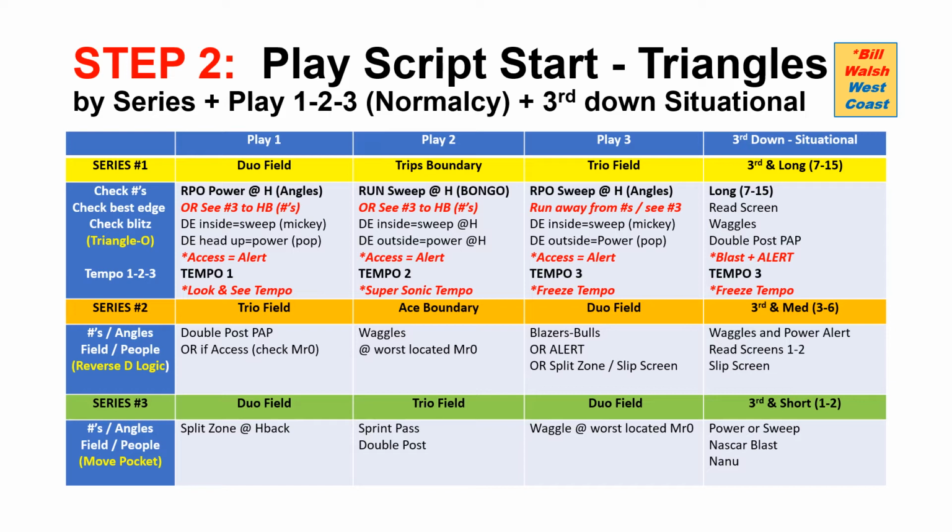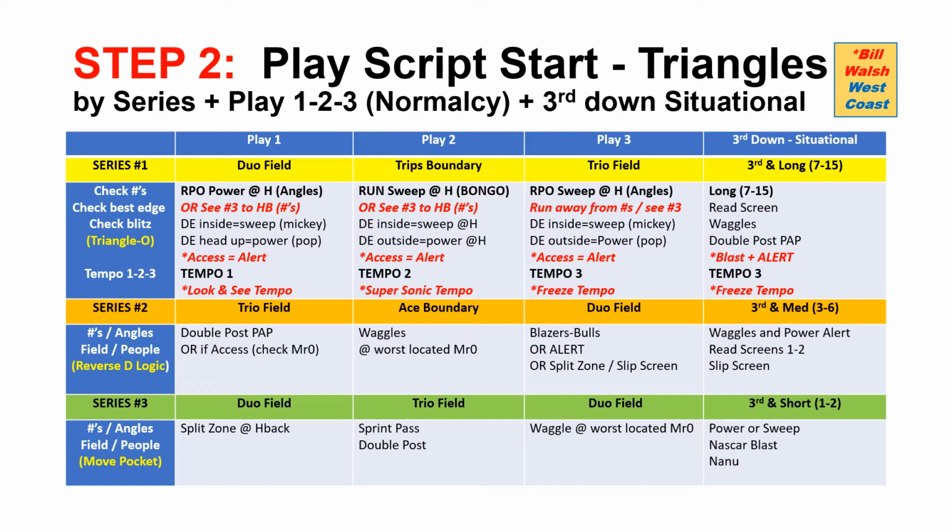Play 3, if we're staying in normalcy, staying on track, meaning we're third and less than 3 yards, then we want to go ahead and go freeze tempo, which is our double cadence. And now we're going to go ahead and think trips or trio to the field side. We're thinking sweep first, but again, if we have proper angles, we can check the power, or we have access, we can go to alert.